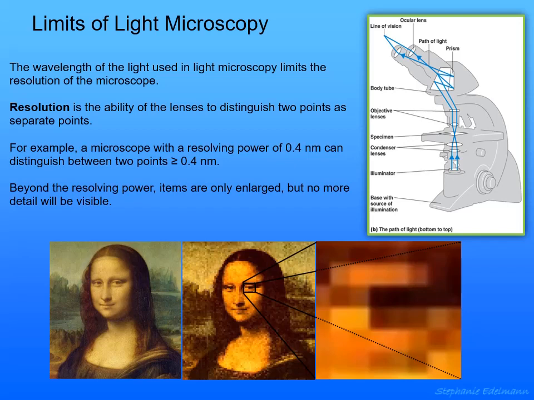The resolution is the ability of lenses to distinguish two points as two separate points. And I'm using this picture of the Mona Lisa on the bottom to give you an idea of that. So think in terms of pixels. If you have a pixelated image and you enlarge it, you're only going to see pixels that are larger. You're not going to see more detail. And that's exactly the same thing that happens with a light microscope. So beyond the resolving power, items can only get made bigger, but you can't see more detail between them.